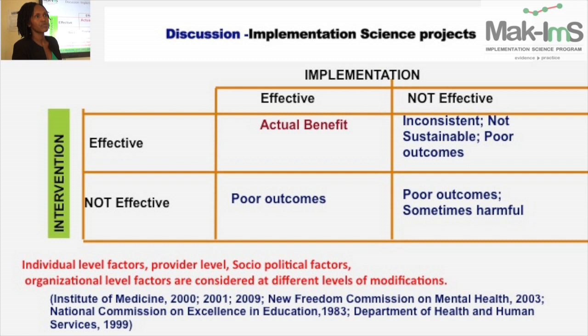What are the provider level factors? What are the social political factors? In this paper, they mention issues around stigma and other social factors that affect uptake of interventions, but also affect implementation. We have to pay attention to organizational level factors, and these should be considered at the different levels of modifications. And I think this brings us to our open discussion and questions, if there are any.